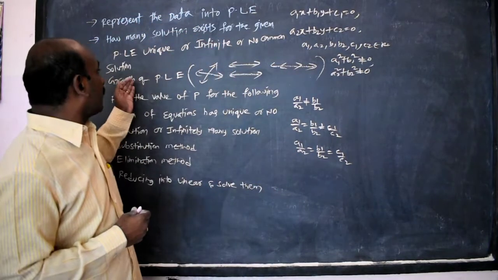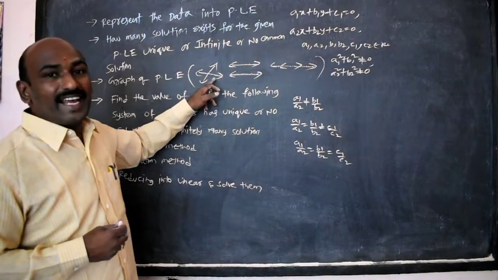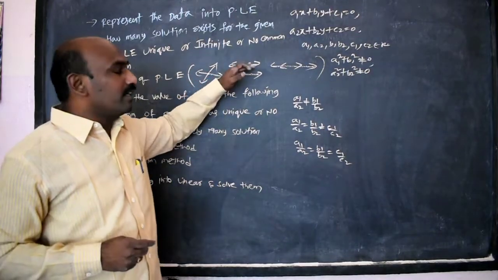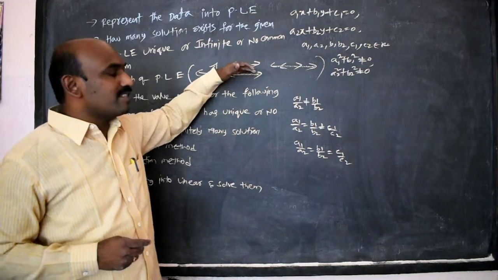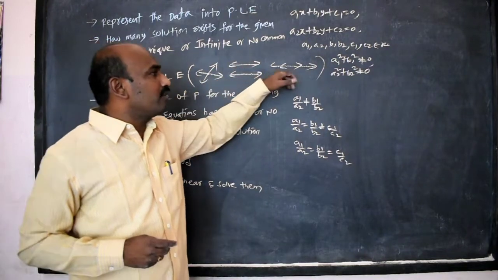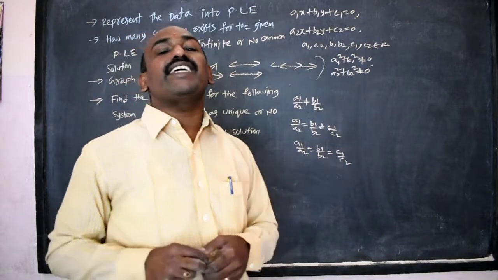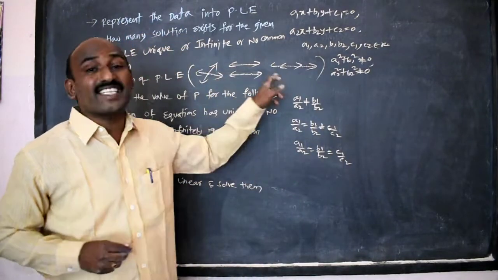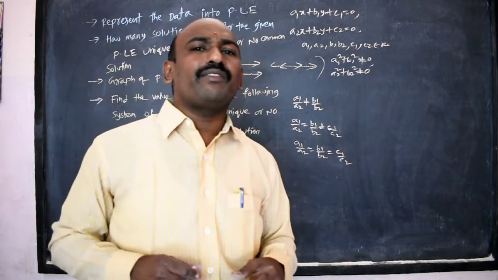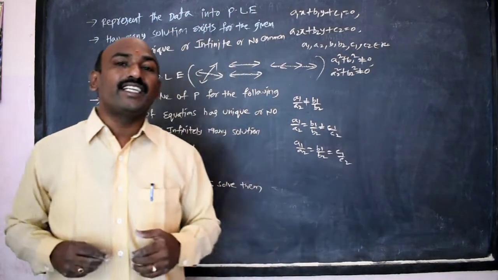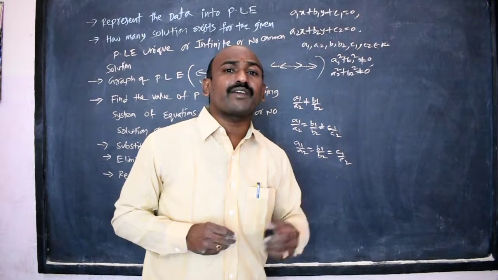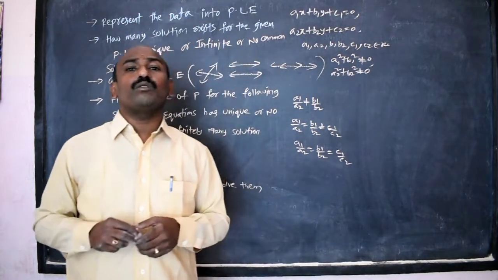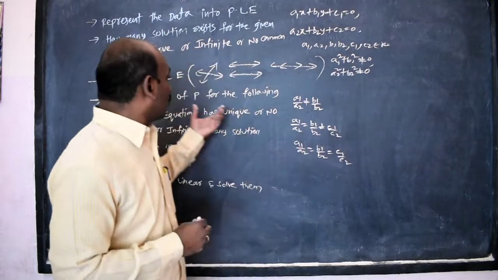In the graphical representation, if both lines intersect at one point, it is a unique solution. If both lines are parallel, there is no common solution. If both lines are coincident, there are infinitely many solutions. In these 2 cases, we say the pair is consistent. What is the definition of consistent? If one or more solutions exist, the pair of linear equations is consistent. If no solution exists, it is inconsistent, with no common solution.